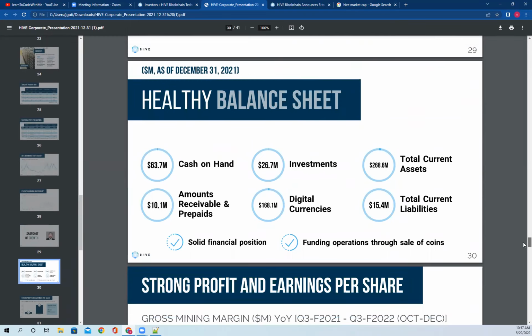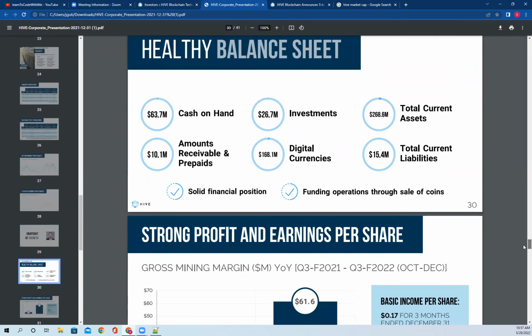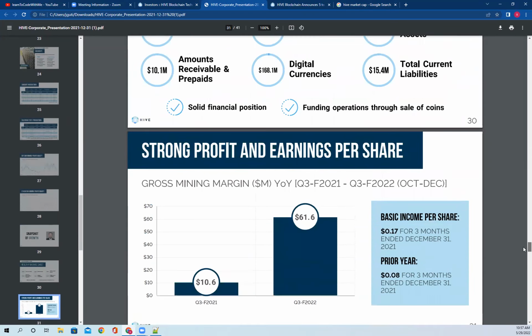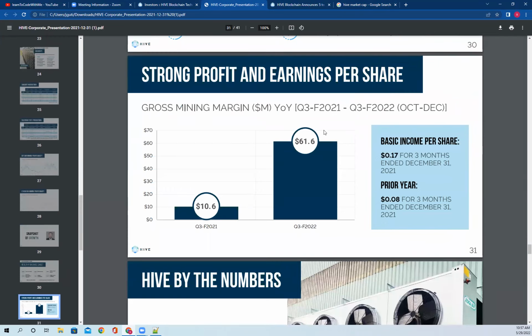That's why I've been loading thousands of shares recently. So aside from slide 30, let's go ahead and take a look at slide 31. Once again, it's showing its strong profit of $61 million per quarter.